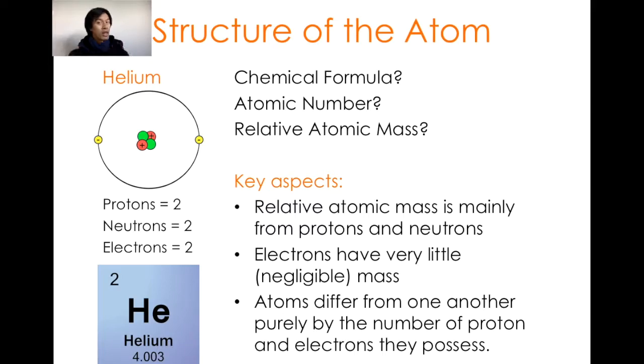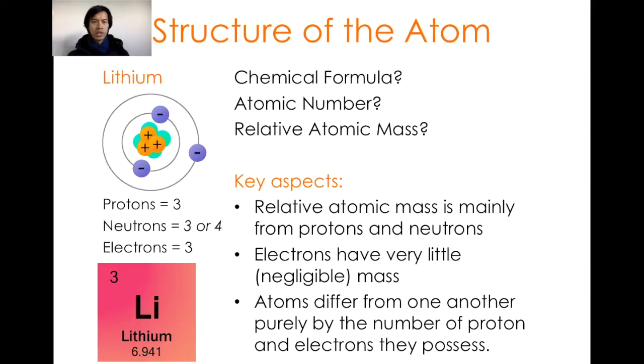And so if we go to lithium, which is the 3rd element in the periodic table, you would expect that lithium would have 3 protons, 3 electrons, as opposed to 2, okay? And that's what you see there. Lithium actually has 3 protons and 3 electrons, okay?